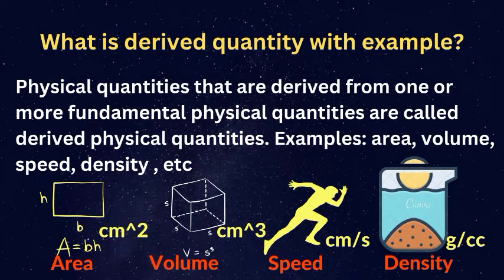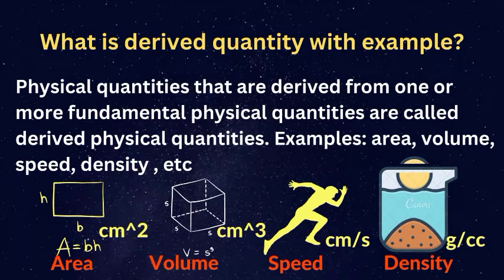So it is length into length, so unit is centimeter square. Volume, length, breadth and height, so it is centimeter cube. Speed is basically distance divided by time, so centimeter per second. Density, basically mass by volume, so gram per cc or kg per meter cube, like that.